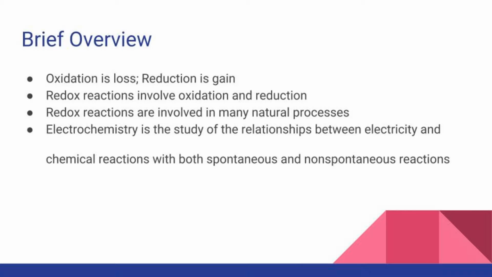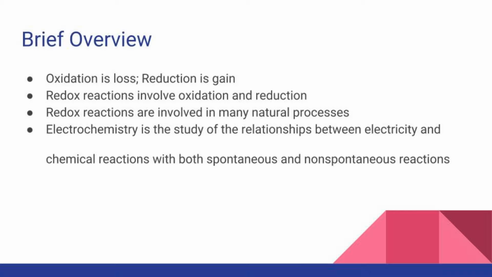In order to begin teaching our electrochemistry chapter, we must start by touching on some key points addressed in other chapters, such as oxidation is loss of electrons and reduction is gain of electrons. Redox reactions involve oxidation and reduction processes. Redox reactions are involved in many natural processes, such as the browning of fruit, the rusting of metal, and photosynthesis.